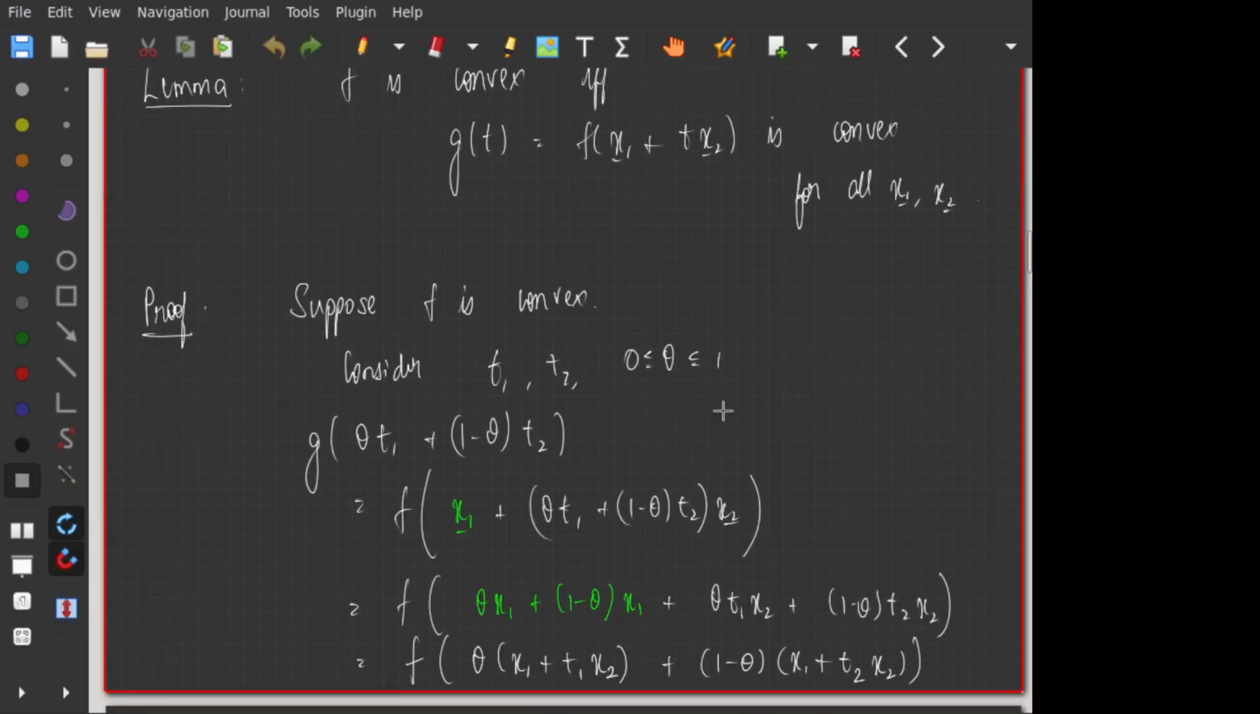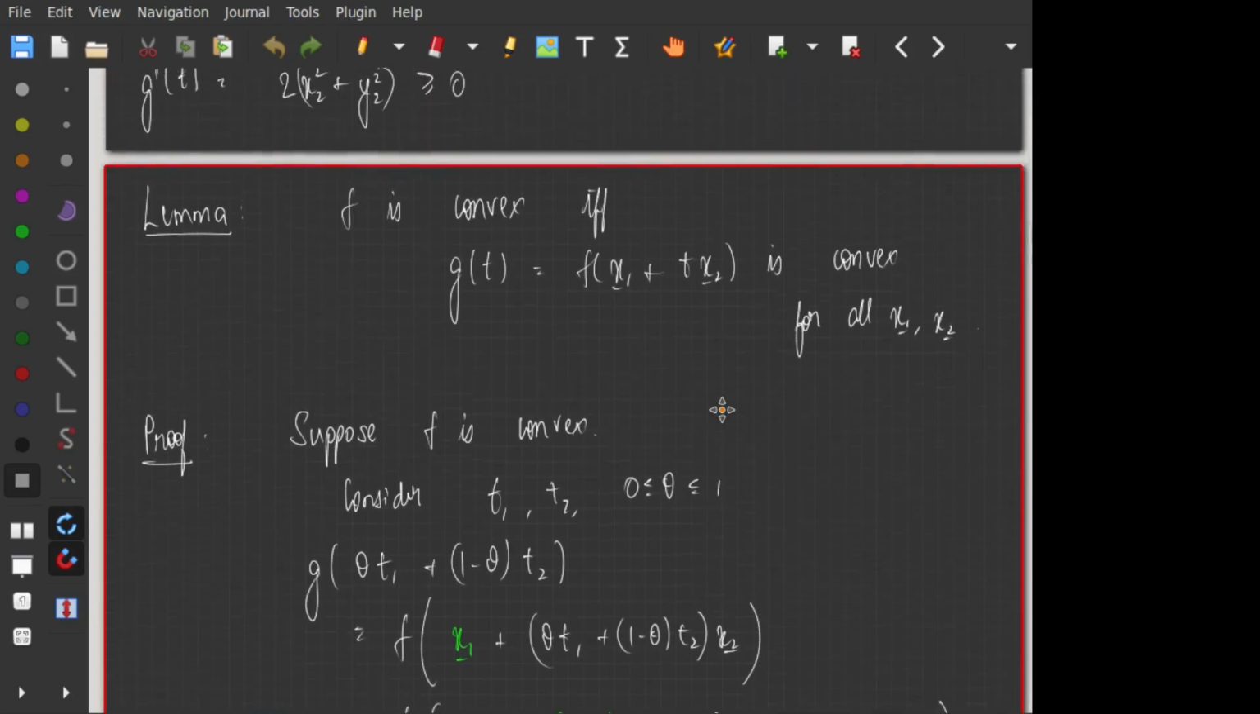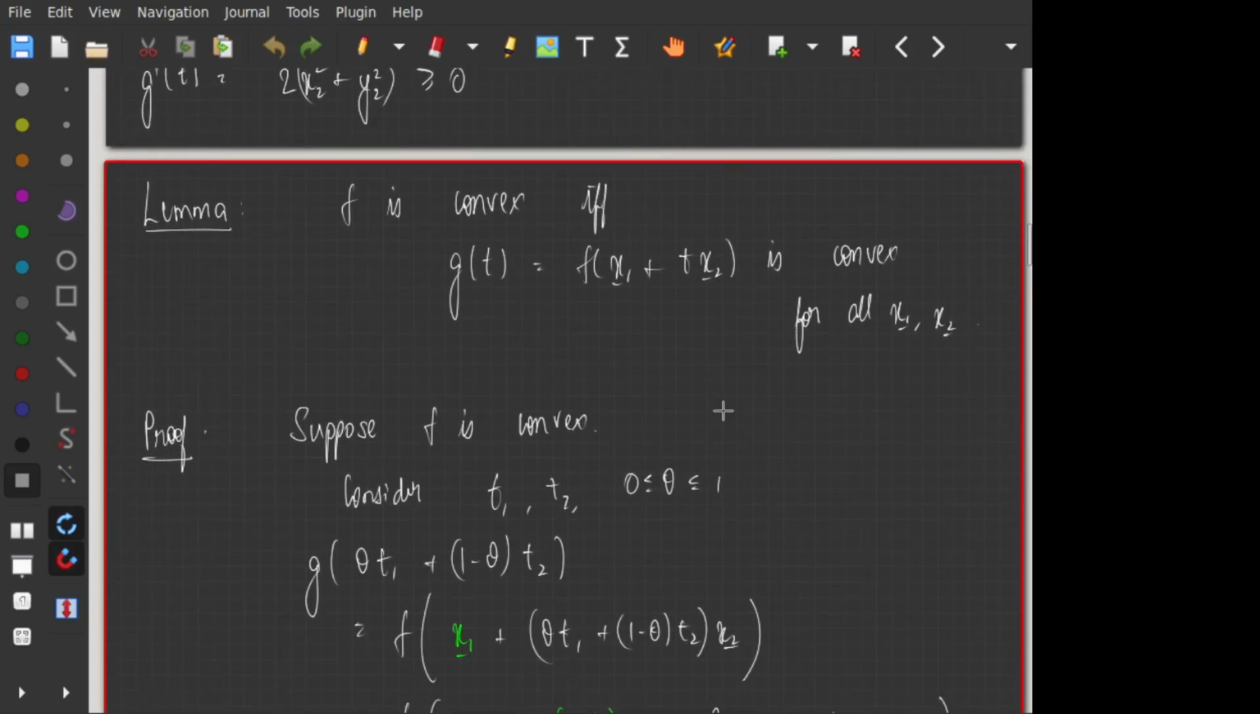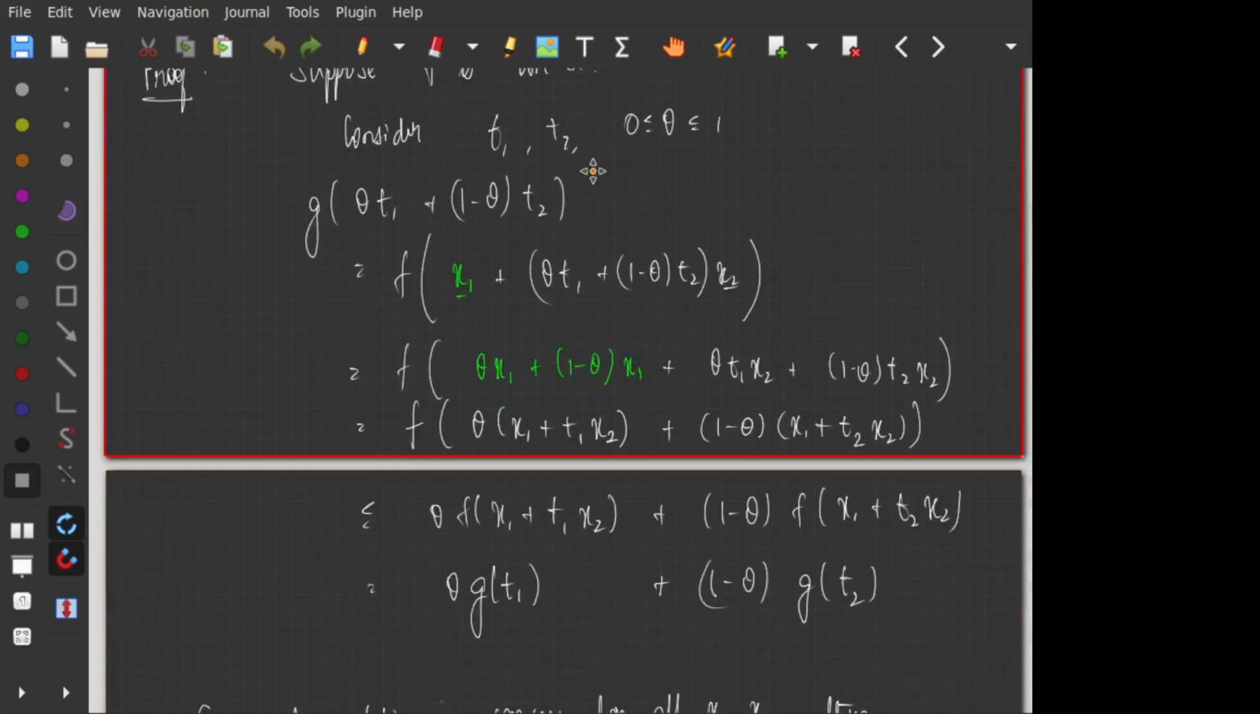In the previous class, we were looking at convex functions and properties of convex functions, essentially tests to verify whether a given function is convex or not. So the first test that we saw was that if you take any slice of a convex function, then that slice should also be convex. So basically, if you define g of t to be f of x1 plus t times x2, then g of t is also a convex function. And it's an if and only if condition.